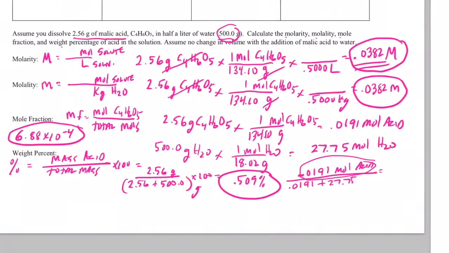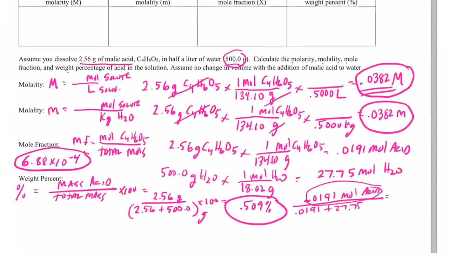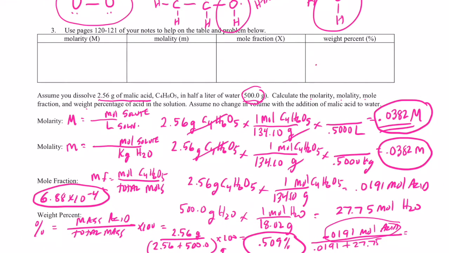So hopefully you can see what I did there to fill in those squares. So my weight percent was 0.509%. My mole fraction, as you recall, was really tiny, 6.88 times 10 to the negative fourth. And my molality and molarity in this case were the same. Do you remember why? Yeah, because the volume of my solution in liters was the same as the mass of my solvent, excuse me, in kilograms.